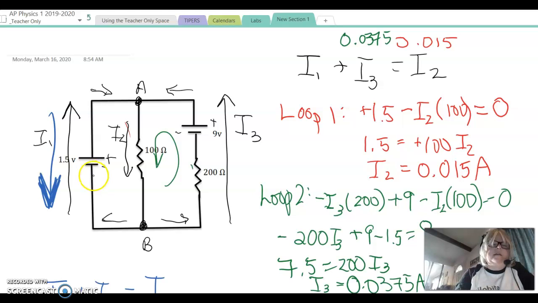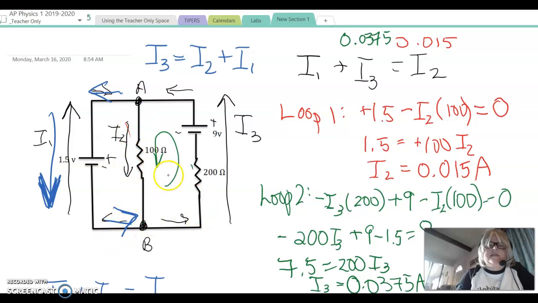How can that be when it is negative to positive? Well, take a look here. This battery was so much more powerful than this one that current just pushes its way along and forces it in that direction. So really what we should have said at this junction was that I3 equals I2 plus I1. Okay, and here in this direction, at this junction, I2 and I1 together give us I3.